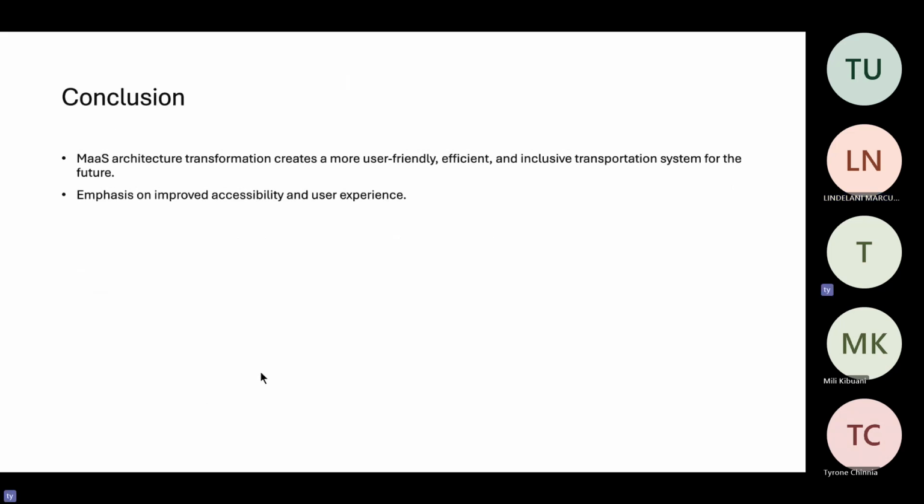Okay, cool. Thanks, Marcus. Just to close this off, from a conclusion perspective, we've gone over our high-level EA diagram depicting the different architectures, from business all the way to information architecture. We've come to the conclusion that mobility as a service architecture transformation would create a more user-friendly, efficient, and inclusive transport system for the future, with an emphasis on improved accessibility and user experience. Along the way, we've also discussed the as-is and the to-be, as well as the transition states and the core EA principles. And I think that wraps it up for today.